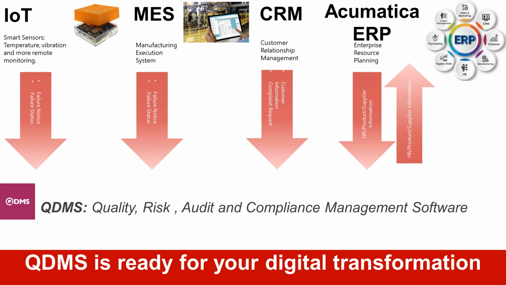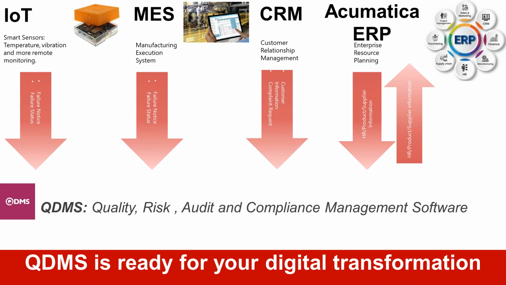Since QDMS is a very modern technology, it has the capability to connect with other software systems in an organization. There may be IoT devices that QDMS can integrate with and pull data from, such as temperature, vibration, and other information you are capturing with your smart sensors. QDMS can connect with your manufacturing execution system or your CRM system, for example. As I mentioned earlier, QDMS is already integrated with the Acumatica ERP system. It is already certified by Acumatica to pull and push any data available in your ERP system, or for QDMS to communicate with Acumatica.